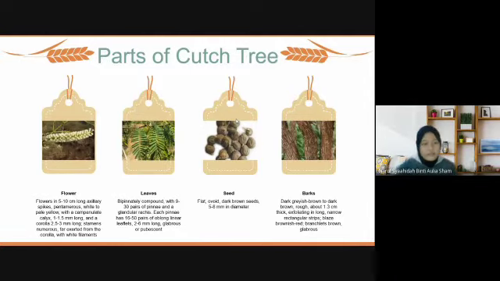And the leaves are pinnately compound with 9 to 30 pairs of pinnae and a glandular rachis. Each pinna has 15 to 16 pairs of oblong linear leaflets, 2 to 6 millimeter long, glabrous or pubescent. For the seed, it is flat, ovoid, which means oval in shape, and the color is dark brown. It is 5 to 8 millimeter in diameter.